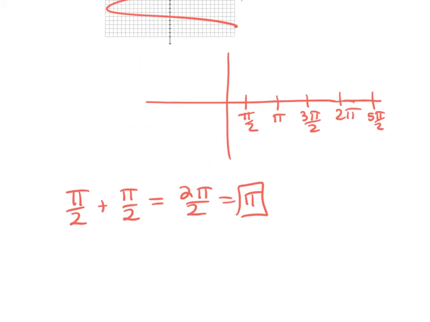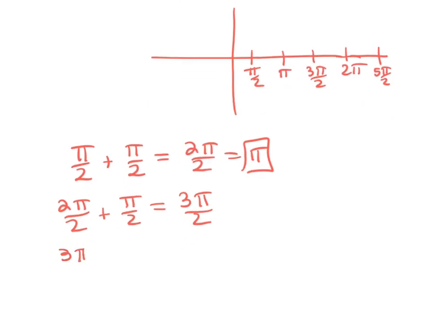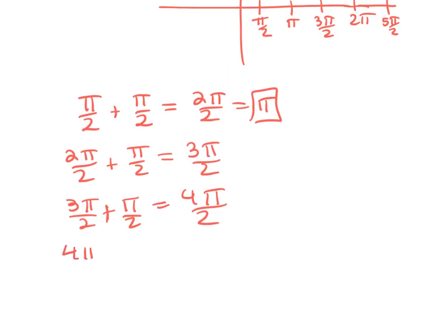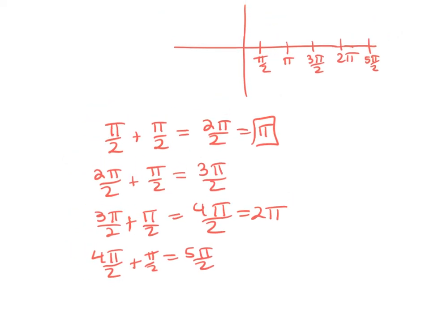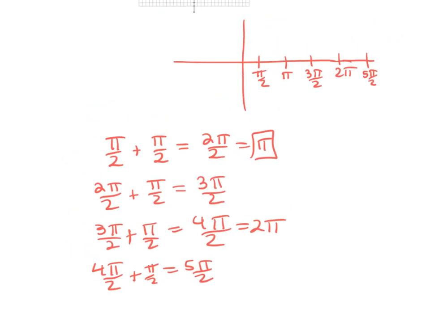To get my next point, remember, don't take the simplified, take the unsimplified. This gives you the 3 pi over 2, which I already labeled. Then take the 3 pi over 2, add pi over 2 again, and you get 4 pi over 2. And then take the 4 pi over 2, add pi over 2, and that's how I got the 5 pi over 2. This one simplified to the 2 pi. So that's how I got the 4 points beyond my starting point.